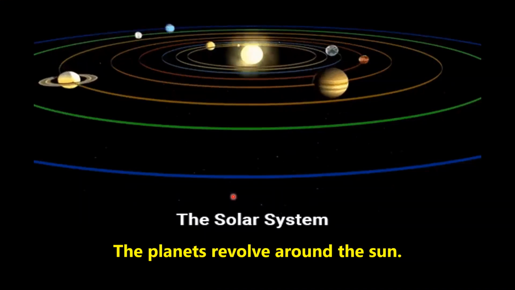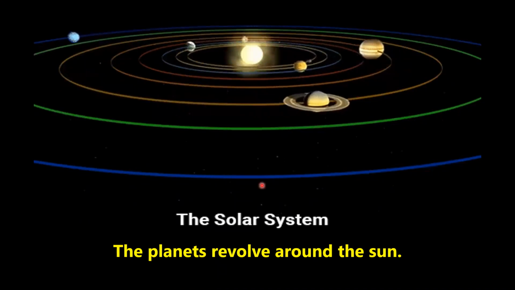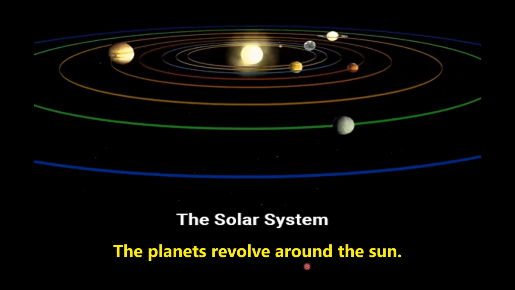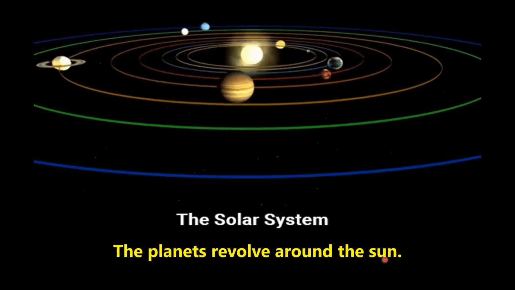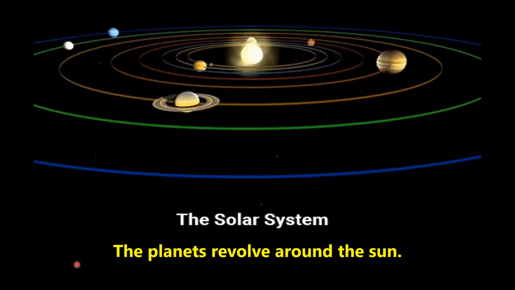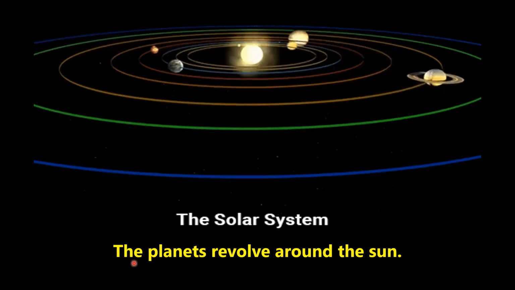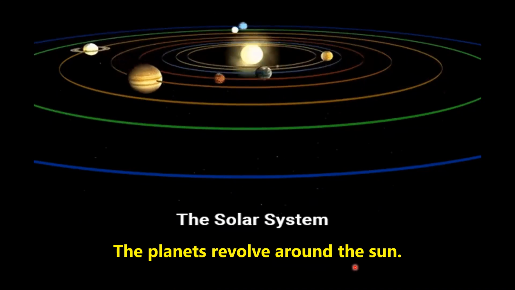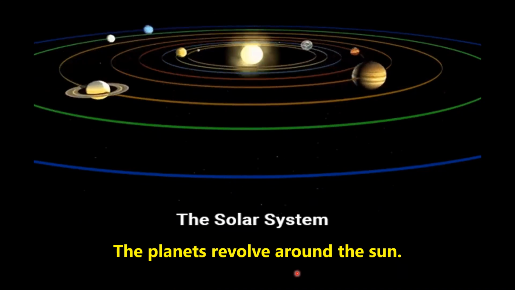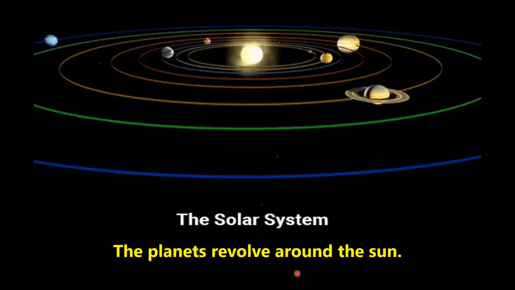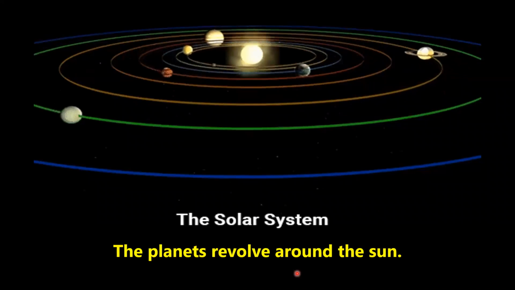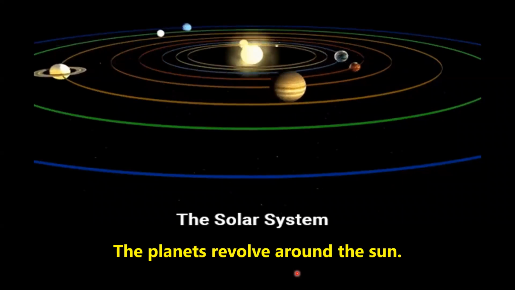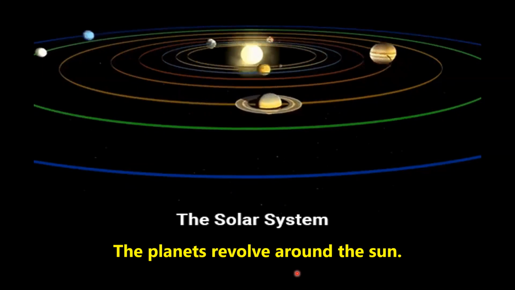Let us see an example. See this picture. The planets revolve around the sun. Once again, read the sentence carefully. The planets revolve around the sun. Children, just few slides back, we have studied that we use preposition usually just before a noun or a pronoun. हम preposition noun या pronoun के पहले use करते हैं, yes or no?